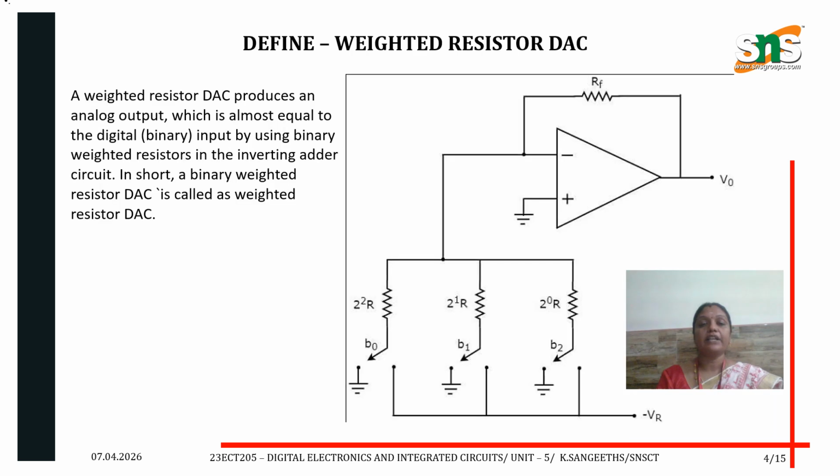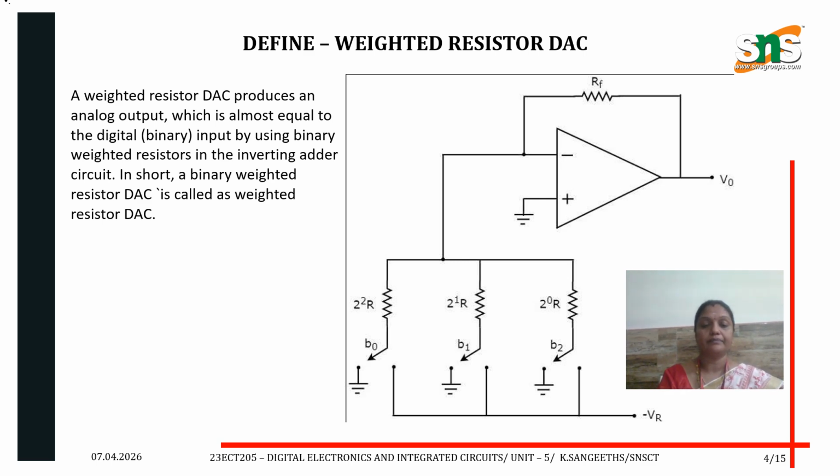And the next one is define. Considering all these points, we can define what a weighted resistor DAC is. The weighted resistor DAC produces an analog output which is almost equal to the binary input, that is the digital input, by using binary weighted resistors in the inverting adder.